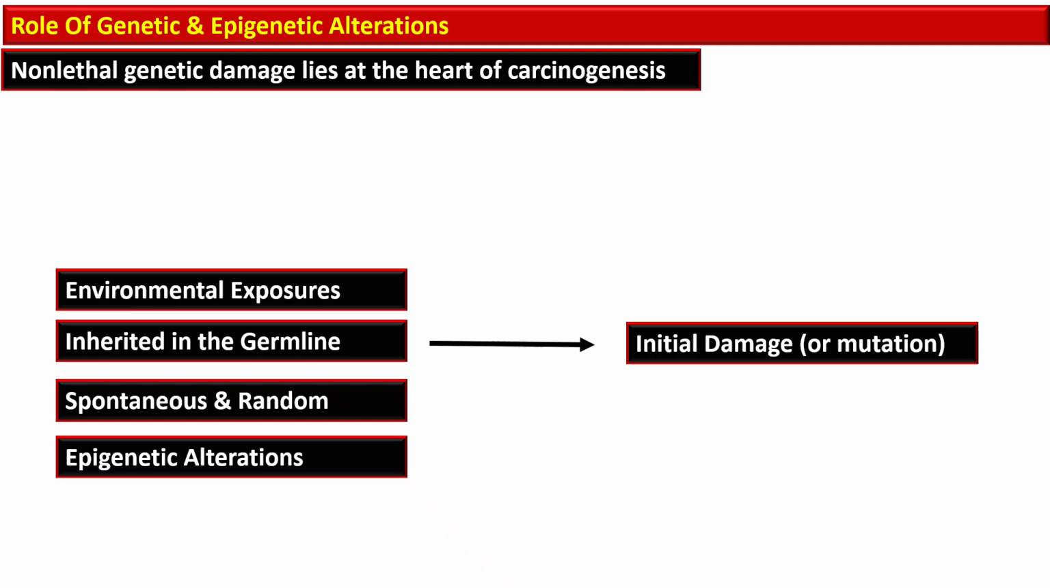So there are many sources of initial genetic damage or mutation. These may be inherited or germline mutations that are passed from parent to the children and present in all cells from birth. For example, BRCA1 and BRCA2 mutations. Then there are acquired mutations or somatic mutations that occur after birth. They are restricted to the affected cells or tissue. The mechanism of causing the acquired mutations may be environmental exposure.